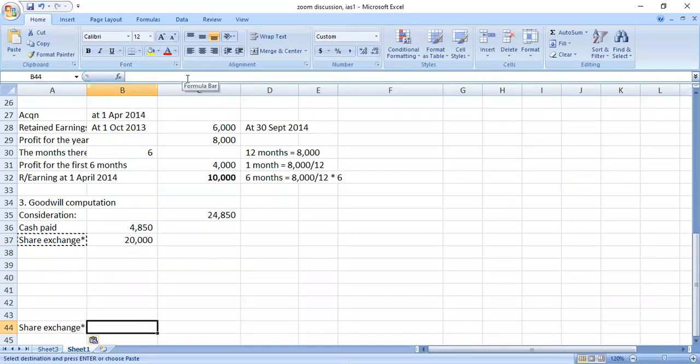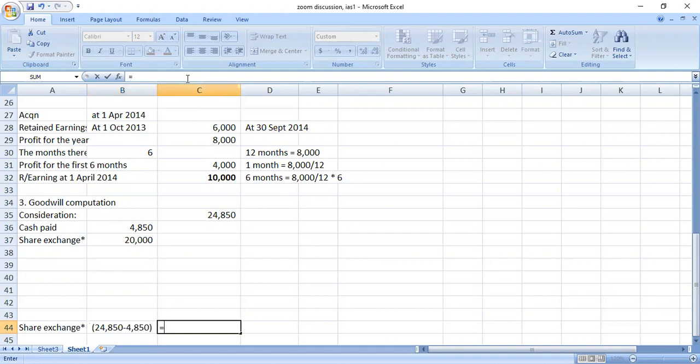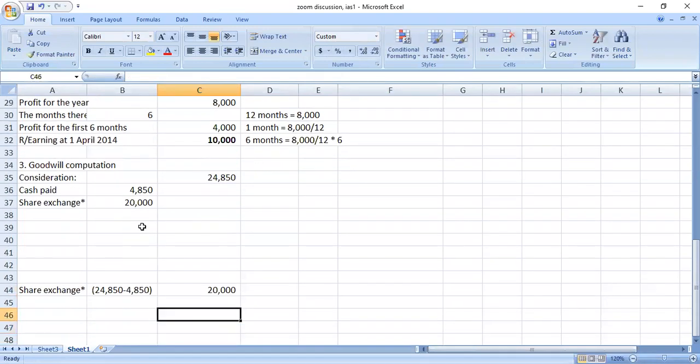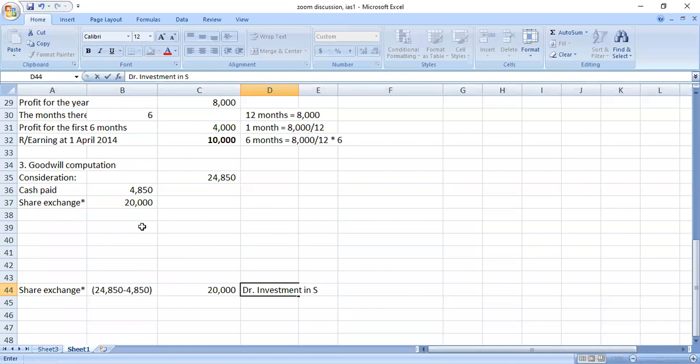So we're saying we agreed on 24.85. But cash alone was 48. So giving us the balance, which is 20,000. What entries should the company have done? The H should have debited the investment in S with that, and then credited what? Credit shares. But remember we have share capital and share premium. So we're going to see what was the share premium, what was the share capital based on the 20M.